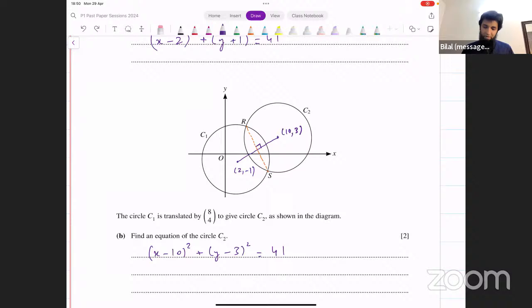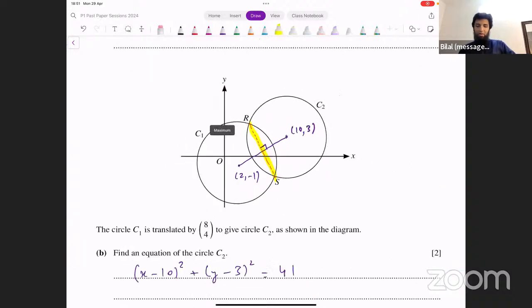Now, let me see if I can show you the proof for that somehow. It's kind of obvious, but let me see if I can show you some mathematical logic for that. Think of this. If this radius is something, and this radius is something, they're both equal to each other. If they're both equal to each other, this is the midpoint of that chord. RS is basically a chord in both the circles. RS is a chord of C1 and also of C2, right?